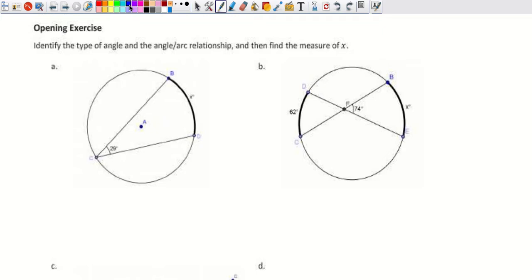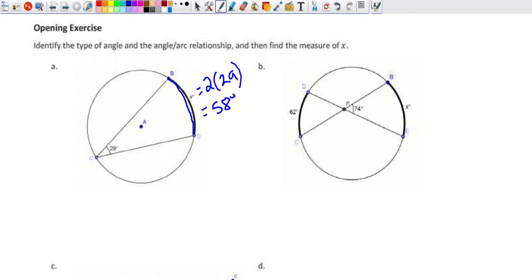All right, so on the first one, we have an inscribed angle. So the intersected arc, if you remember, is twice as big. So x is going to be equal to 2 times 29, which is going to be equal to 58 degrees.